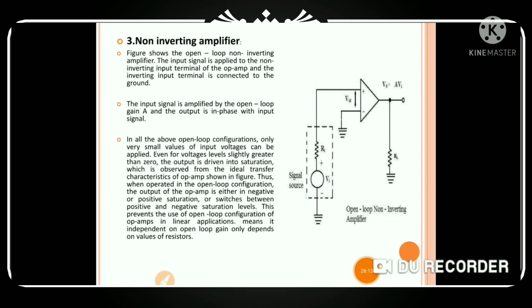This is all about the open loop amplifier configuration. Then in the next video I will tell you about closed loop configurations. These same three only: differential amplifier, inverting and non-inverting, will come in closed loops. In closed loops we have to give feedback from output to input. So that is closed loop. That I will tell in the next class. Up to then you have to study well.